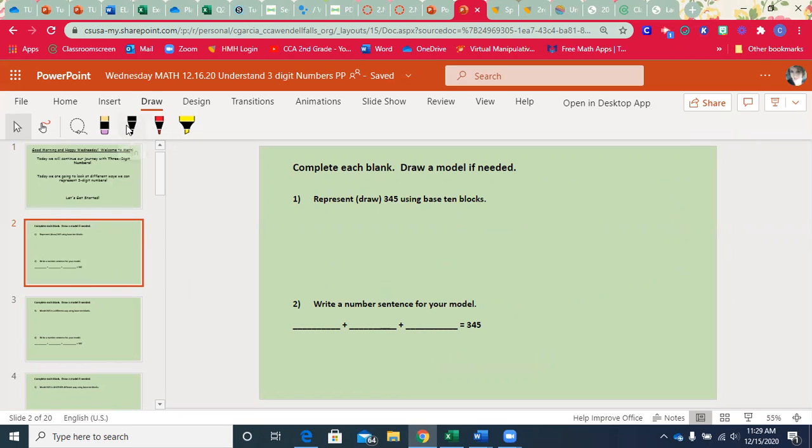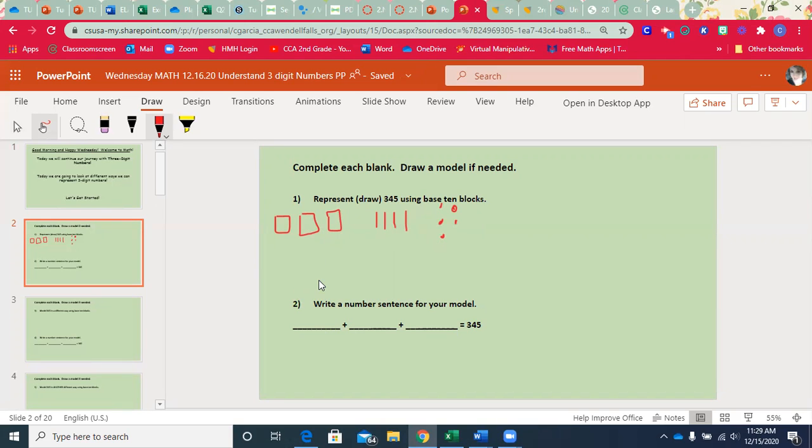blocks. So I'm going to draw the number 345 using base 10 blocks. So I know that when I'm drawing 100, it's going to be a square, as close to a square as I can get. And there are my 300s because there's a 3 in the hundreds place. And then there's a 4 in the tens place. So I'm drawing 4 10 rods, and each of those represents a group of 10. And then I have 5 ones. 1, 2, 3, 4, and 5.